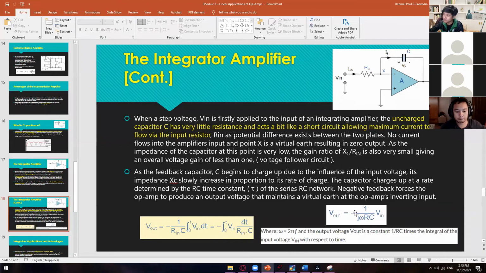Okay, this is the simplified formula of this one. So instead of using a derivation, you can just use this one. W here stands for 2 pi f, and the output voltage V out is a constant 1 over RC times the integral of the input voltage V in with respect to time. Right? So that's how you calculate the V out if you're going to do it manually.